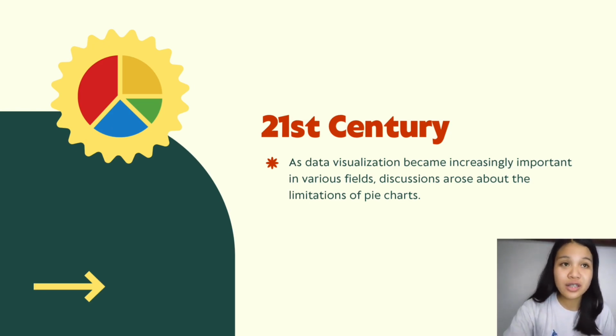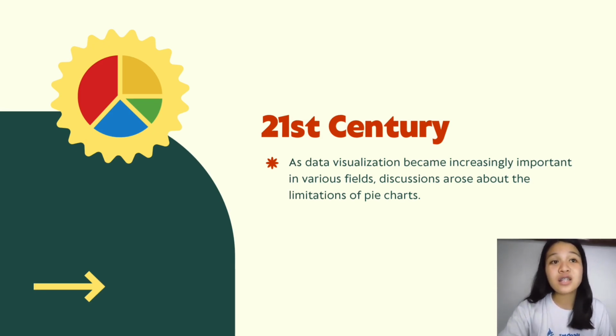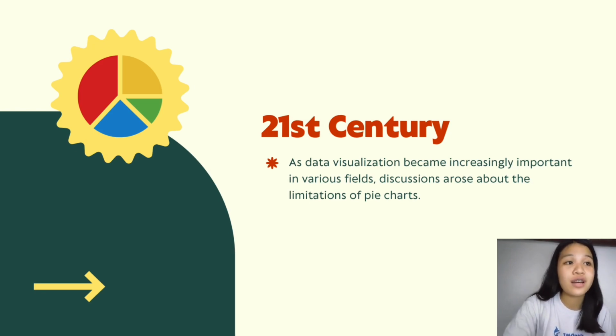Many 21st century challenges require the allocation of limited resources to address them effectively. Pie graphs can illustrate how resources are distributed among various aspects of a problem, helping decision makers make informed choices about where to allocate funds, manpower, or other resources.